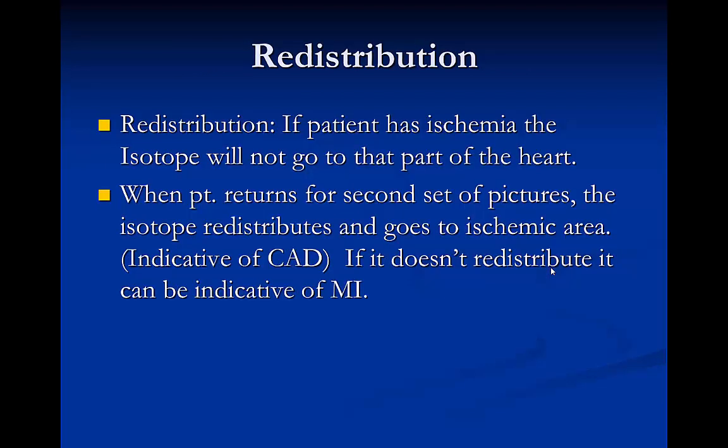So, redistribution: if the patient has ischemia, the isotope will not go to that part of the heart, so that's what they're looking for on the nuclear medicine scan. And then when the patient goes back for their second set of pictures, if the isotope redistributes and goes to the ischemic area, that usually means it's indicative of coronary artery disease.